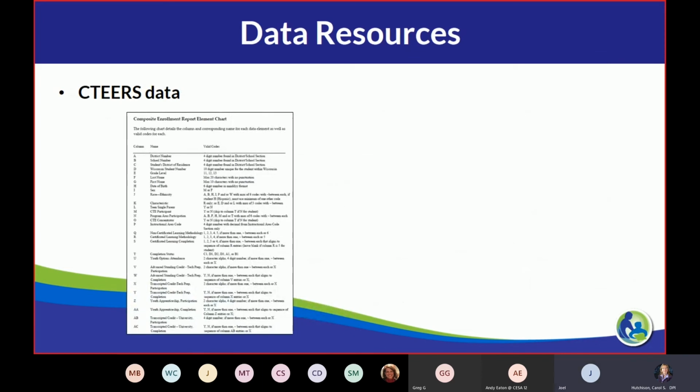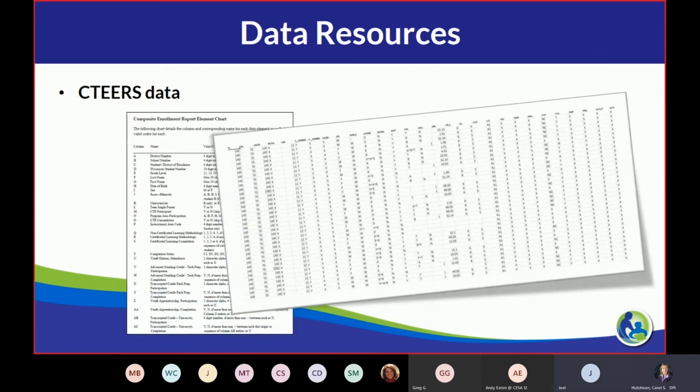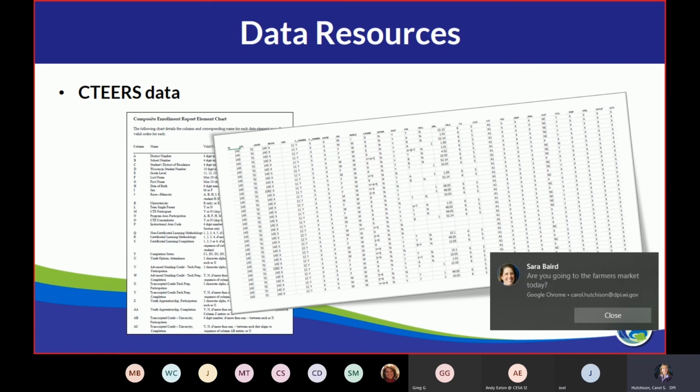Another data resource to use in your data collection and analysis are your CTERS files, including your composite enrollment report and the graduate follow-up report submitted for the past several years. Your district already has the raw data that will allow you to aggregate and disaggregate by CTE program, special population groups, and any other variables.